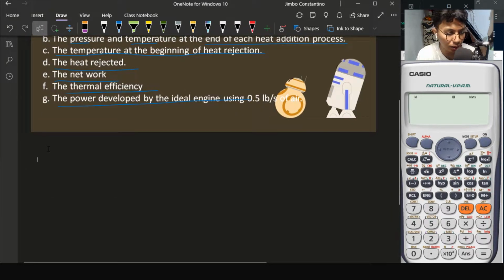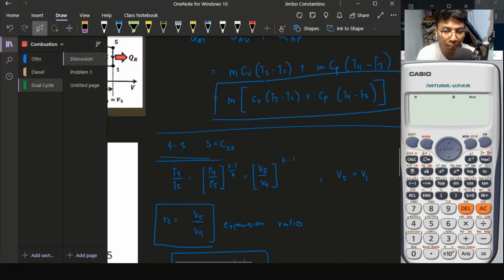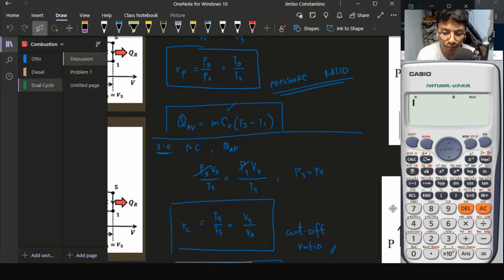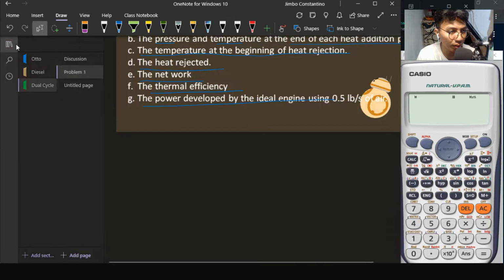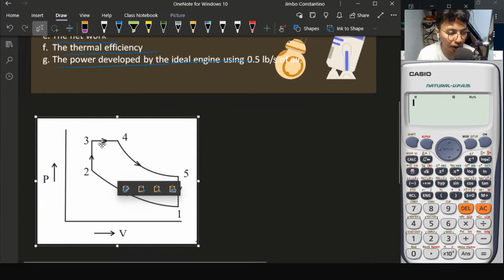So, ganda, dinodrawing natin yung graph niya. Kunin ko muna yung graph. I want to get the graph. Yan, lagay natin dito para hindi tayo nalilito.